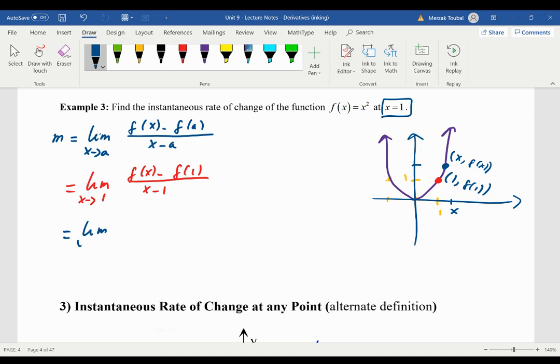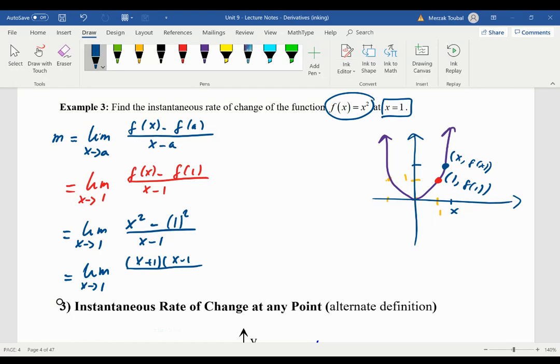Okay. All right, so now we have limit as x approaches 1. f of x is x squared. So we just substitute x squared for f of x. f of 1 is 1 squared over x minus 1. So if you find the limit at this step, plug in a 1 for x, it's going to be 0 over 0, which is indeterminate, so let's not do that. What we want to do is simplify. So x squared minus 1 factors to x plus 1 times x minus 1, over x minus 1. We need to simplify to get rid of the 0 over 0 indeterminate case.